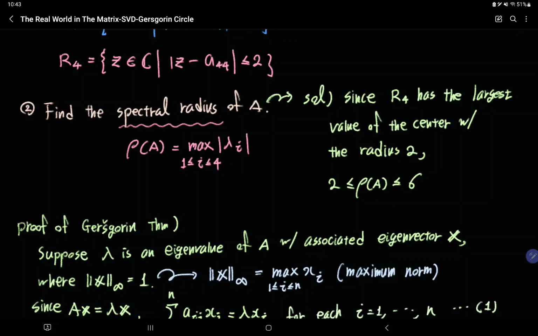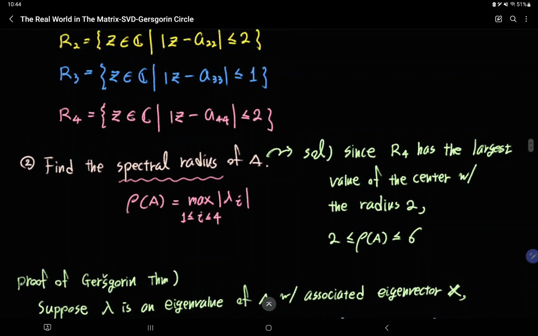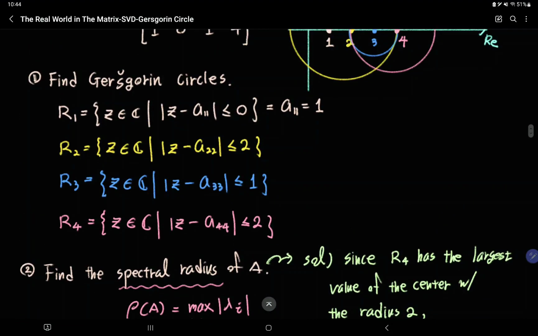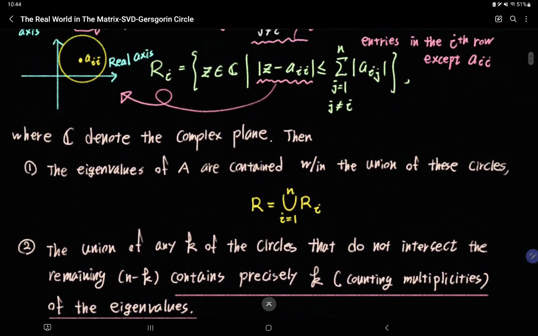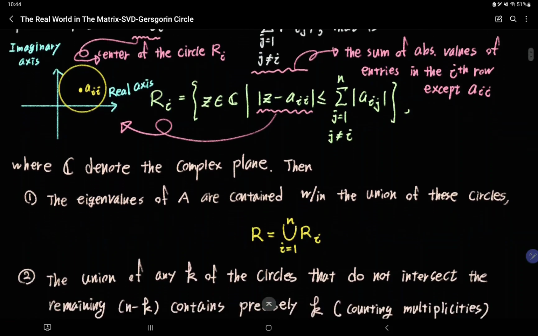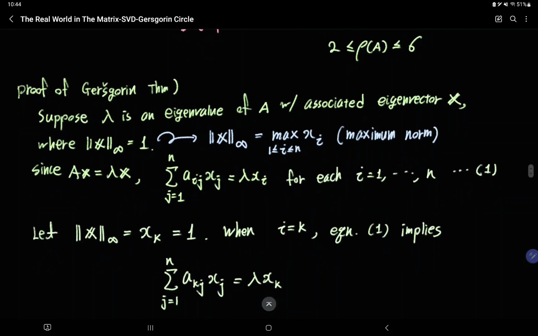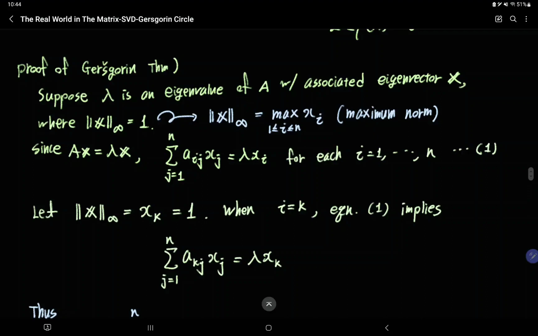It makes sense, right? So let's prove the Gershgorin circle theorems, but I want to just prove the first statement of the Gershgorin circle theorem, that the eigenvalues of A are contained in the union of the circles. Suppose lambda is an eigenvalue of A with associated eigenvector X.